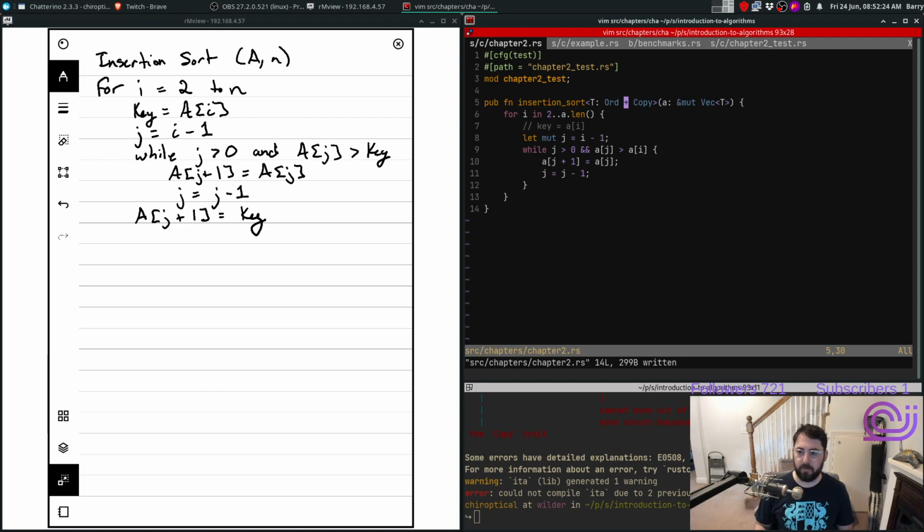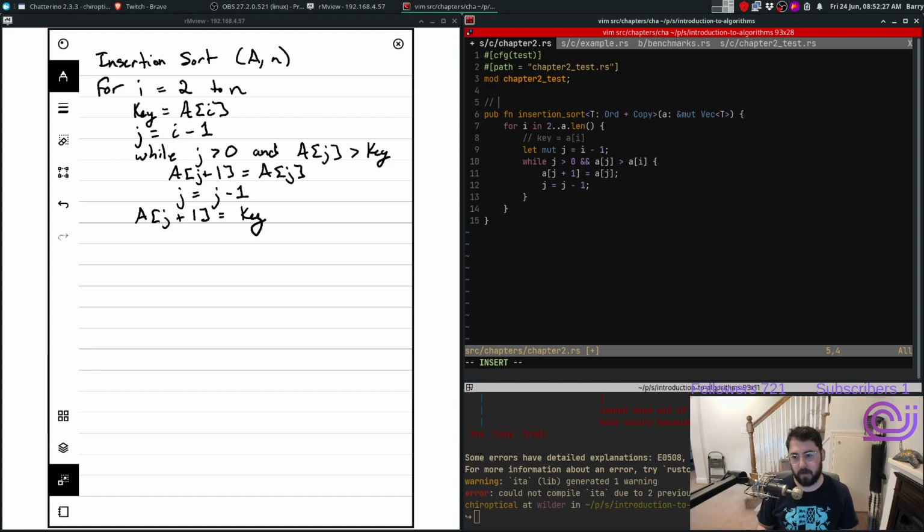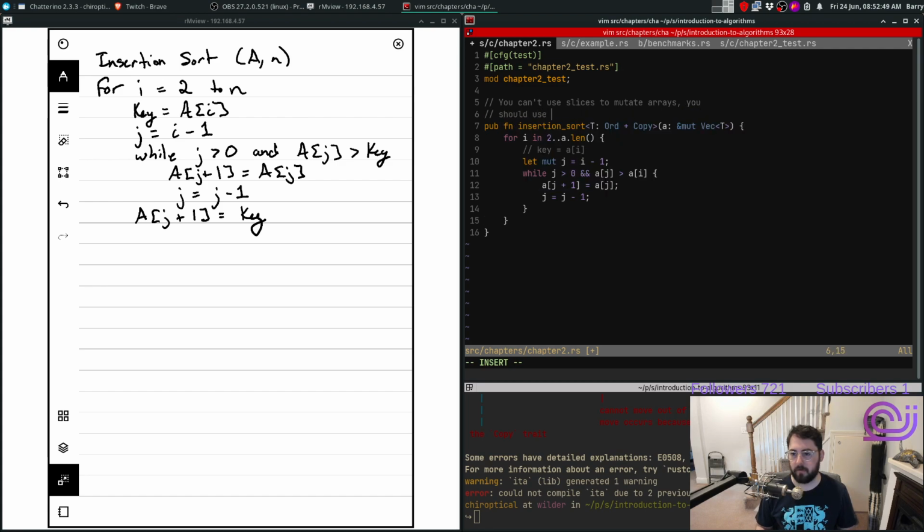Okay, so what did we learn? We learned that you can't use slices to mutate arrays. You should use, I don't know what the syntax is for Rust docs, mut Vec<T>. And we'll start like this.